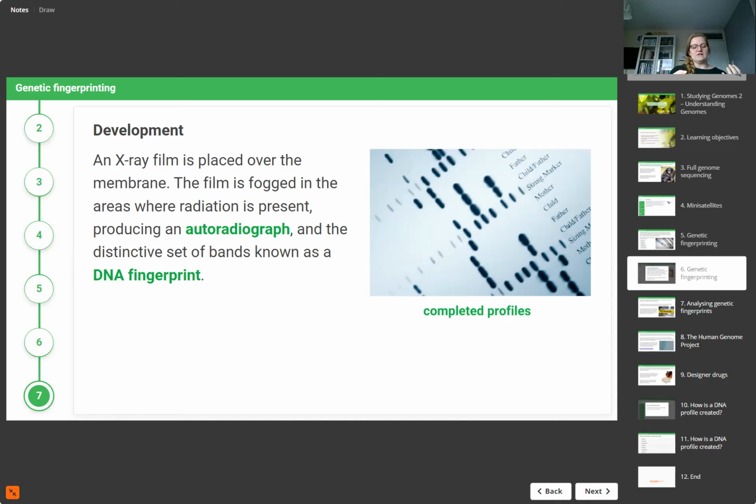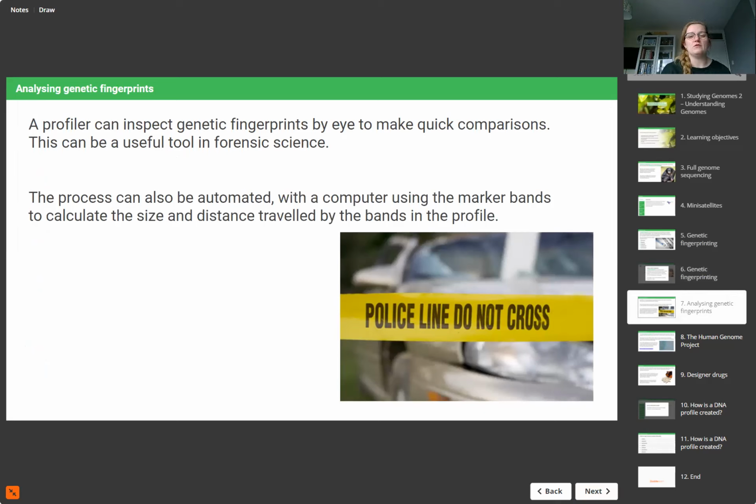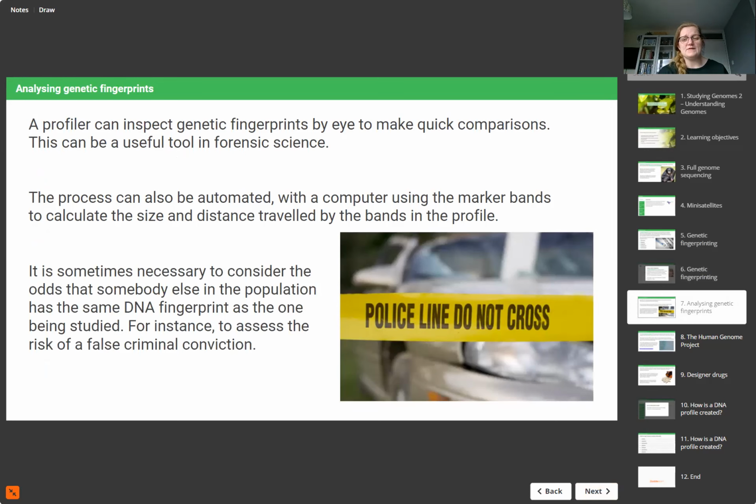So we can use genetic fingerprinting to determine genetic relationships and determine genetic variability within a population. We'll look at that in a bit. A profiler can then inspect the genetic fingerprint that we've made, and we can look at it by eye to make a really quick comparison. The process can also be automated, and a computer using the marker bands can calculate the size and distance traveled by the bands and profile them as well. It is sometimes necessary to consider the odds that somebody else in the population has the same DNA fingerprint, for instance, to assess the risk of a false criminal conviction.